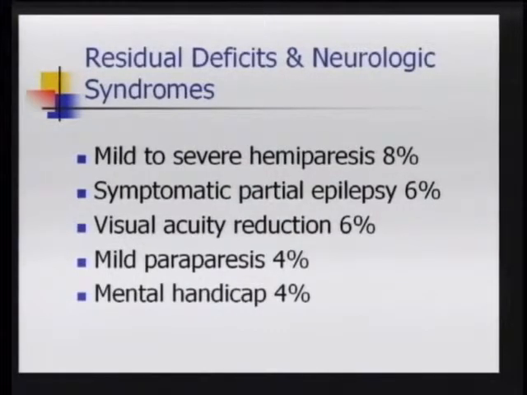The residual deficits from pediatric ADEM are relatively low, but if you do have them, it tends to be a little bit more on the severe side. Hemiparesis in about 8%. The symptomatic partial epilepsies these kids get tend to be refractory to medications. The visual acuity reduction and the mental handicap are the two other things that are not that common, but they can be pretty significant in these patients.